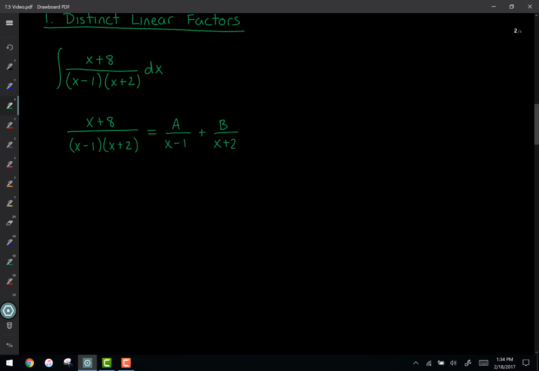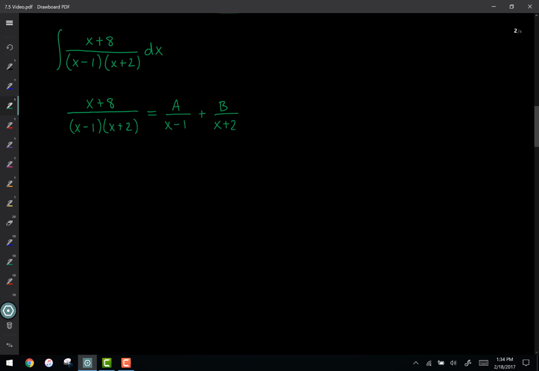Okay. Now, we want to clear out the denominator. So you're going to multiply both sides of this by x minus 1 times x plus 2. On the left-hand side, we're going to have x plus 8. And on the right-hand side, all that's going to be left is A times x plus 2 plus B times x minus 1. So the step that we did here is you're going to clear out the denominators. And in fact, let's make this a different color so we can keep track of what's what.